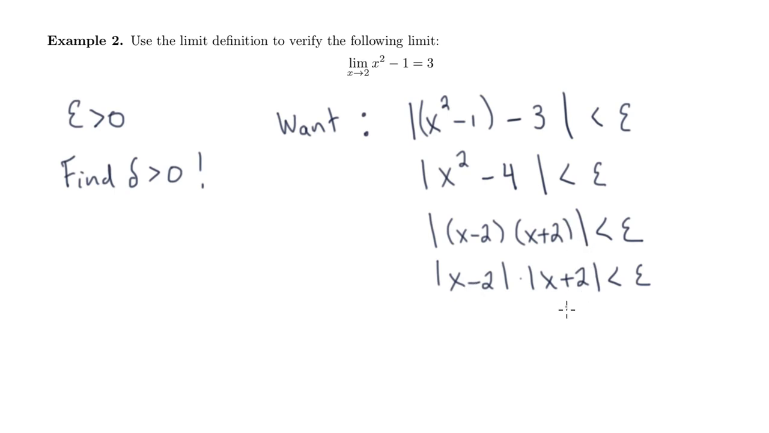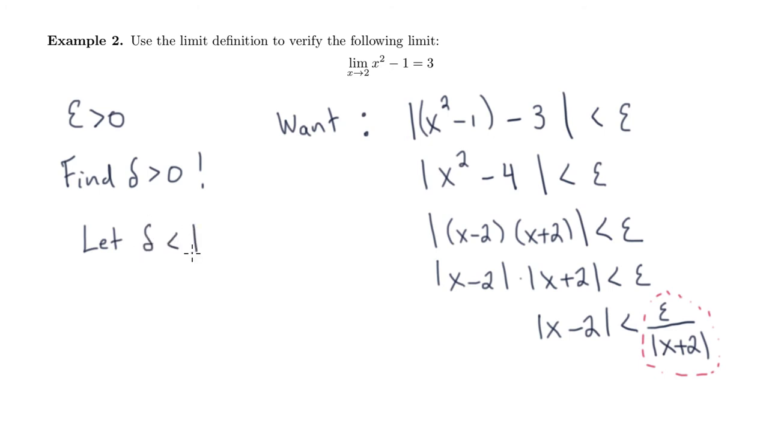That's the problem. So whatever x is, actually, the absolute value of x minus 2 is less than epsilon over the absolute value of x plus 2. And I can't let delta be just this term, because delta can only depend on epsilon. And here it would have to also depend on x. So here's the trick. I'm just going to require that delta be less than 1.